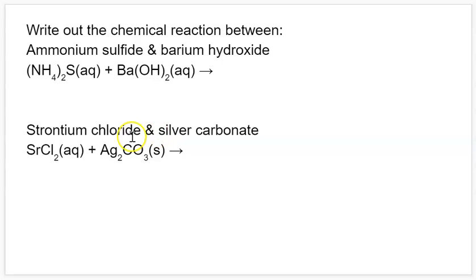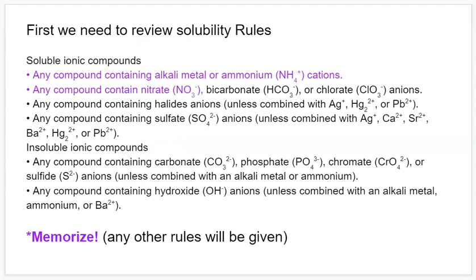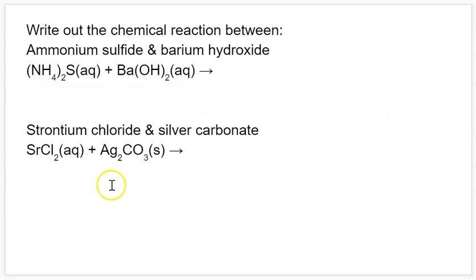And then silver carbonate, Ag2CO3. Let's look at the rules there. Carbonates down here in the insoluble section. Any compound containing carbonate, phosphate, chromate, or sulfide is insoluble, unless combined with alkali metals or ammonium. In this case, we're looking at silver, which is neither of those things. So we can assume that the silver carbonate is going to be insoluble. So that's why I listed it as a solid here.